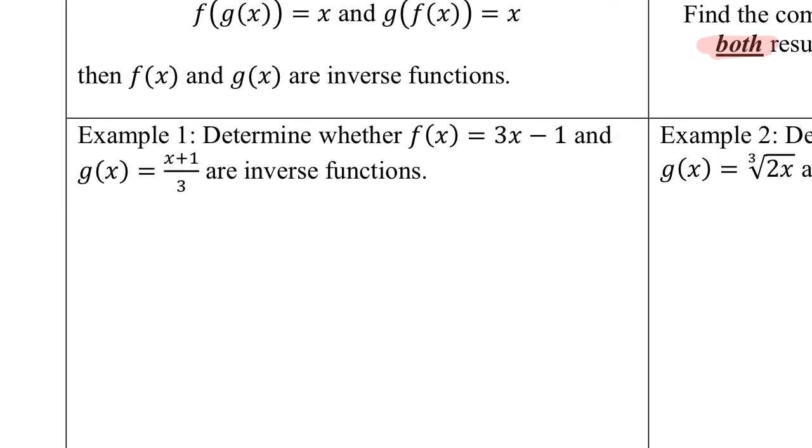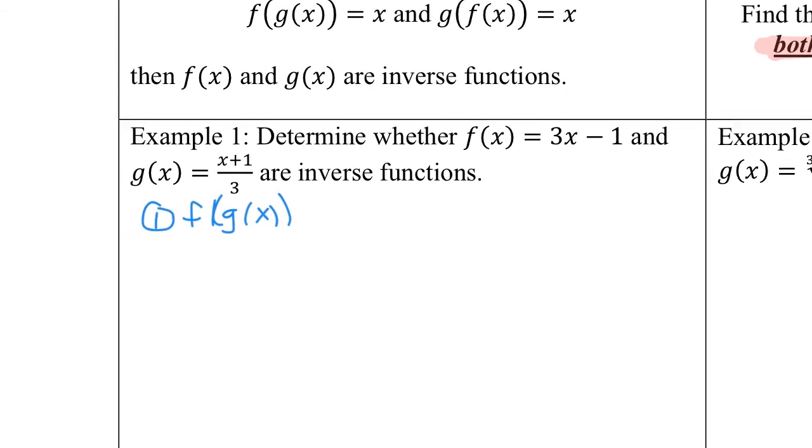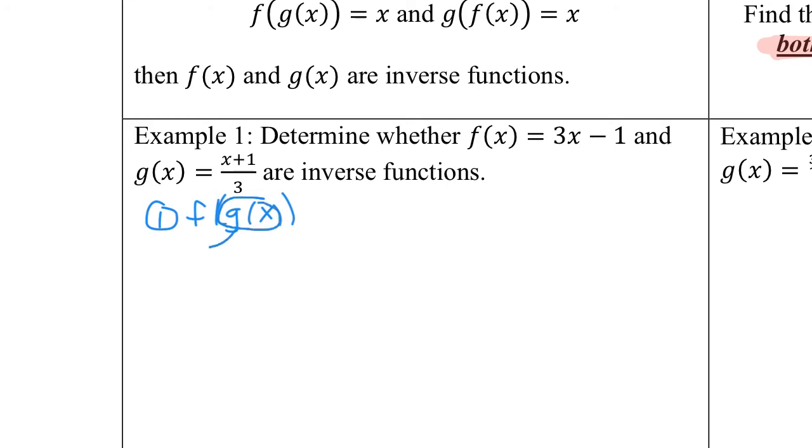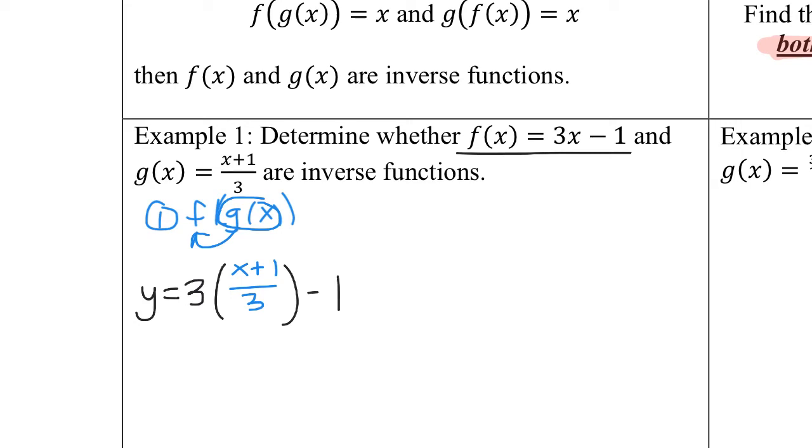So example 1. Determine whether f of x equals 3x minus 1 and g of x equals (x plus 1) over 3 are inverses. So the first thing we need to find is f of g of x. So this is that composition of functions. So we're going to take g of x and plug it into f. So we have y equals, remember this is f, so we're going to take 3 times, now the x is actually the g of x function, (x plus 1) over 3, minus 1. And then we're going to simplify and hopefully we get an x out of this.